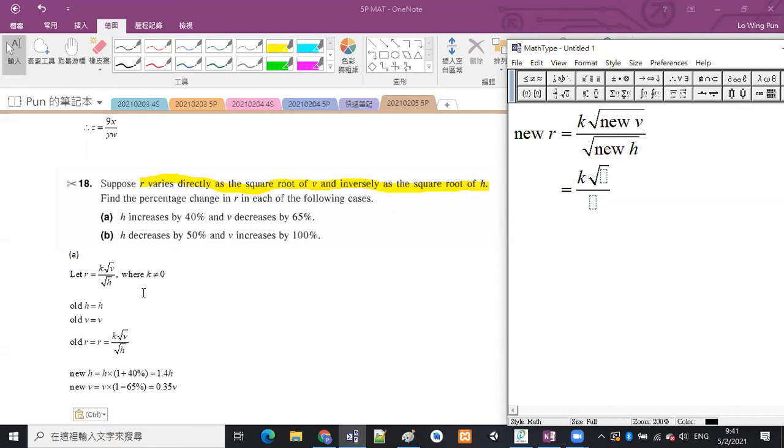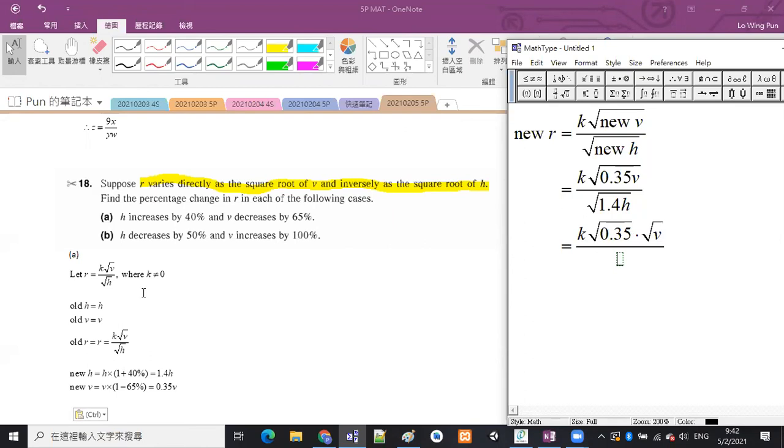New v becomes 0.35 v, okay? And then the new h becomes 1.4 h. Can you get this? Now, is this 0.35 v inside the square root? Okay, then we have to separate the number from the v, number with number and v with v. Both the 0.35 and the v get the square root. So it should be square root of 0.35 times square root of v. Like this, split them out, okay?